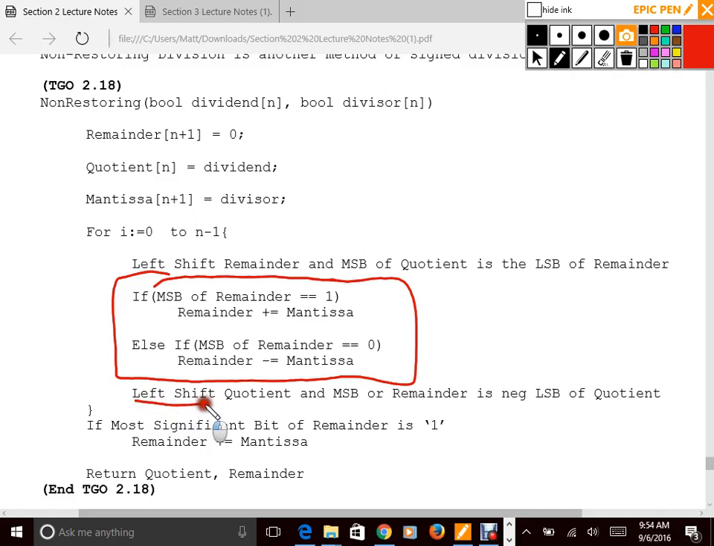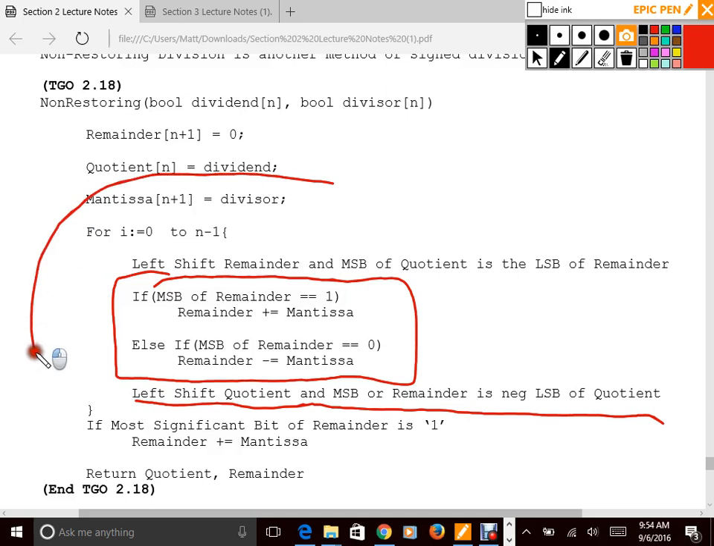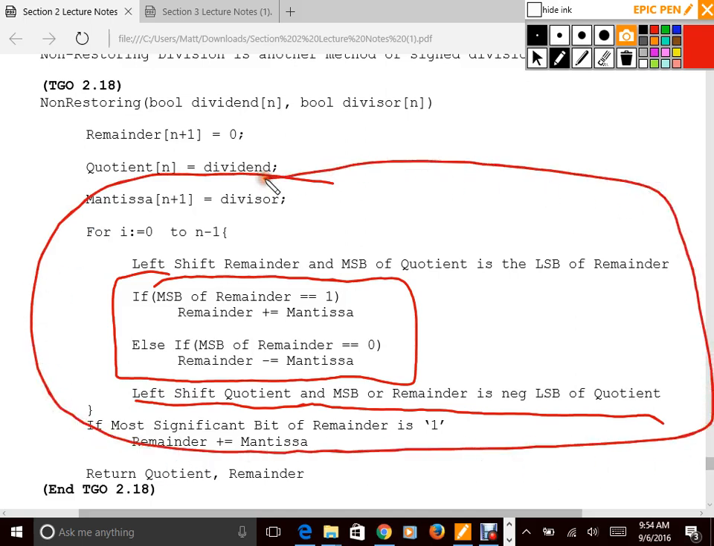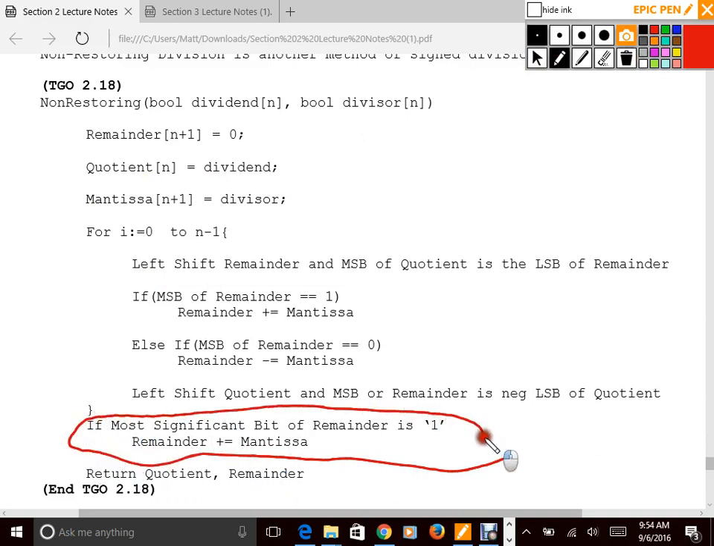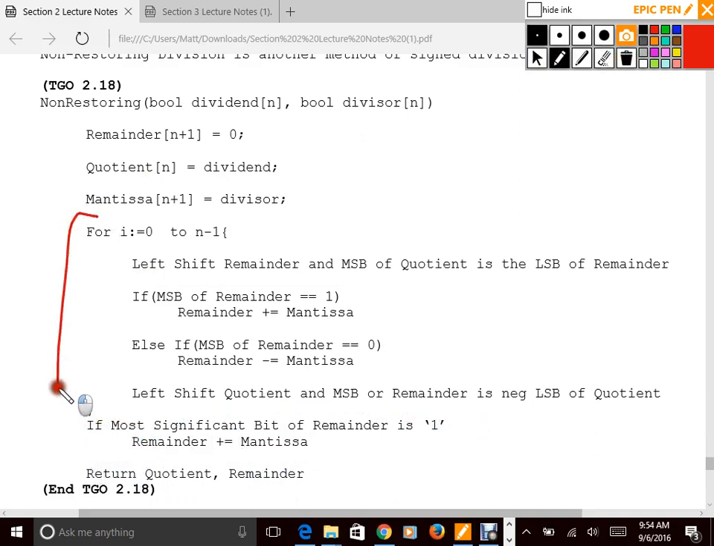And then we do the same thing where the left shift of the quotient, where the most significant bit of the remainder is the negation of the least significant bit of the quotient. Now, in a good number of cases, this will run faster than restoring division. However, in the case when the most significant bit of the remainder is 1, after the completion of the algorithm, so the 4 stages are done here, right, in that bracket.